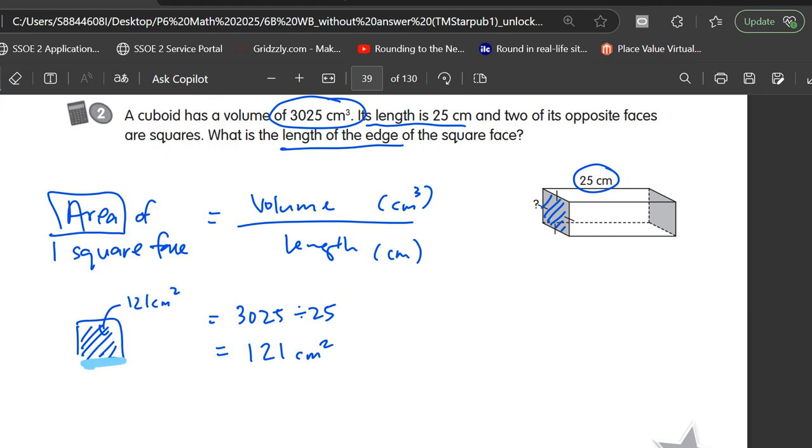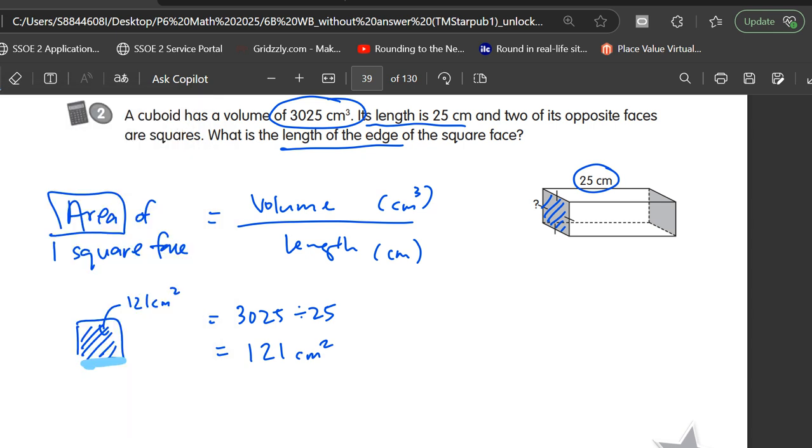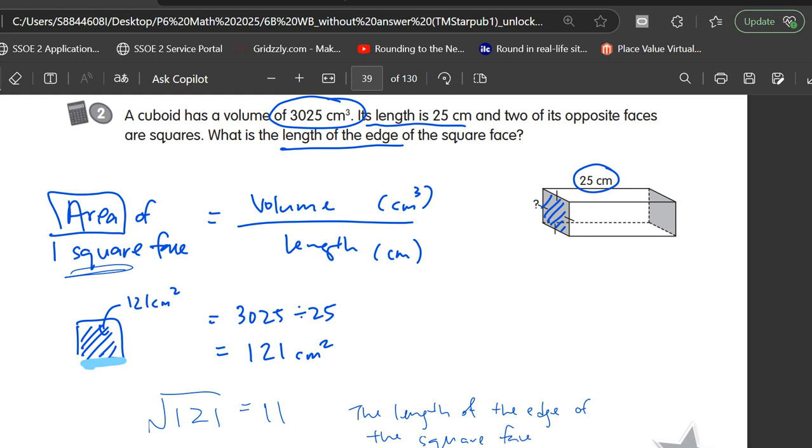Okay, I just want one side. So for that side, I will choose to use from the area of the square. I will do a square root of 121. Now I'll use the square root function for 121. The answer is 11. So the length of the edge of the square face is 11 centimeters. Don't forget the centimeters.